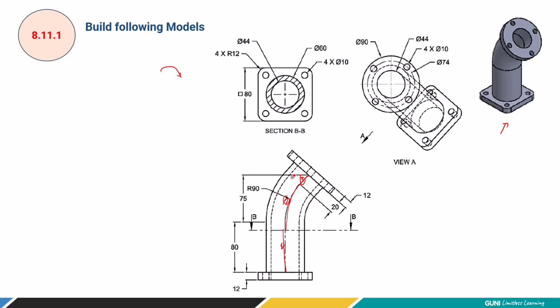While creating it, we have given two separate diameters. One is 44, one is 60. Either you can subtract them and divide by 2 to get the thin feature thickness, or simply create two circles and use them as a sketch profile and sweep it. At the end, you can add this square plate, and on the top side, you can add the circular plate. So let's practice this in SolidWorks.